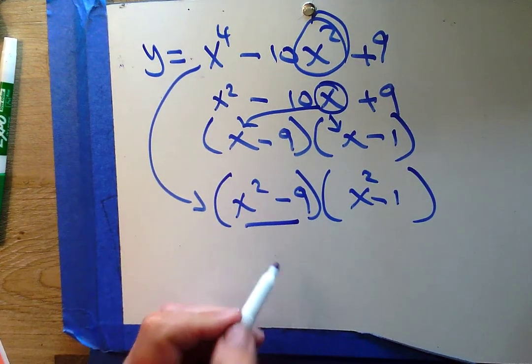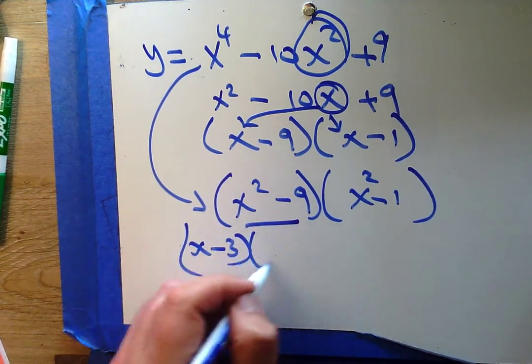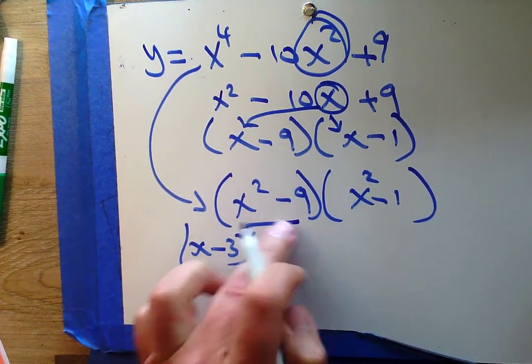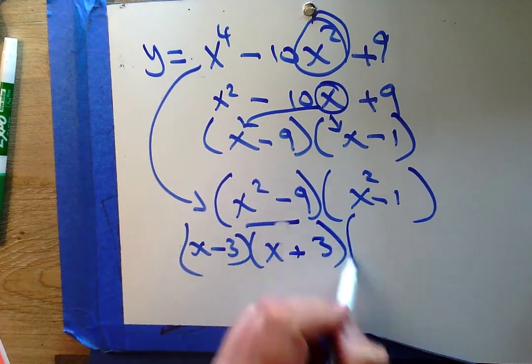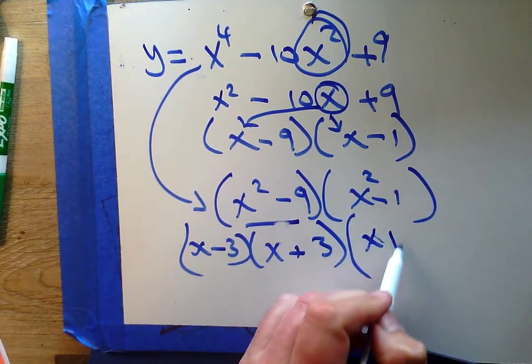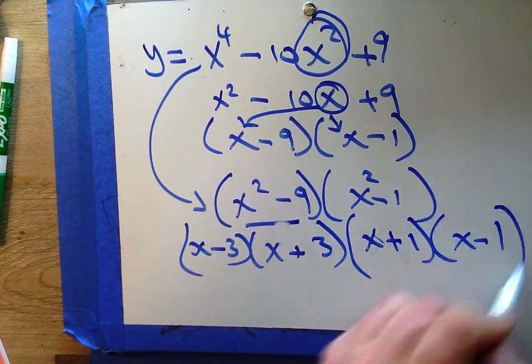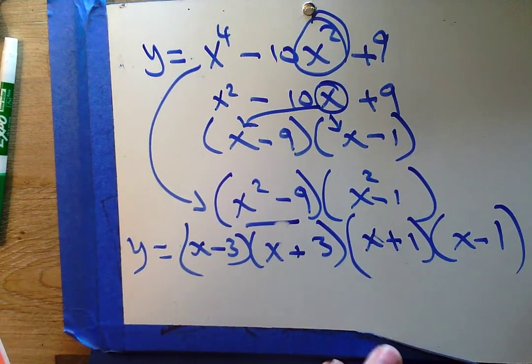Because look, we were told linear factors, and I see the difference of squares. And if you don't see the difference of squares, please go back to that video in Algebra Basics. Oh, look, another difference of squares. X plus 1, x minus 1. Okay, so there's our completely factored form. All right.